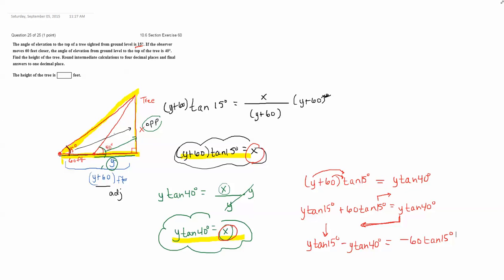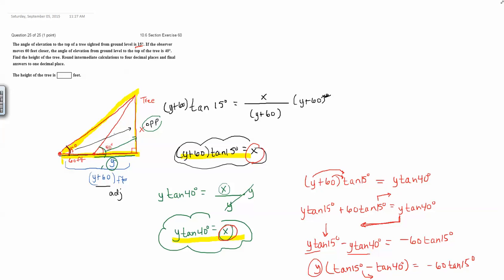Okay, so because I have two letter y's here, I'm going to need to factor the y out because it's not like terms, I can't really subtract. So since both of these tangents have a y, we can take the y out and factor it out. And that gives me y times the group tangent of 15 degrees minus tangent of 40 degrees equals negative 60 tangent of 15 degrees. And now to solve for y, you just need to divide that group to the other side.